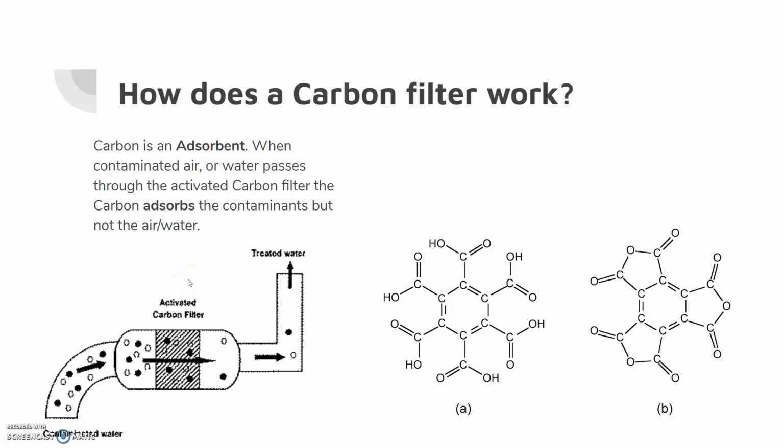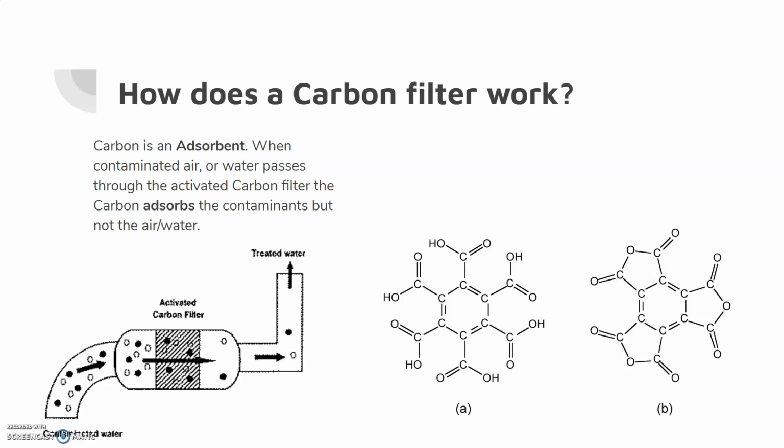How does a carbon filter work? Well, carbon is an adsorbent, and when contaminated air or water passes through the activated carbon filter, the carbon adsorbs the contaminants, but not the air and water. You can look at this diagram here and see the contaminated water goes through the main basin, goes through the activated carbon filter, and the activated carbon filter is grabbing those contaminants. Not all of them, but most of the contaminants, right? And then the treated water goes through.